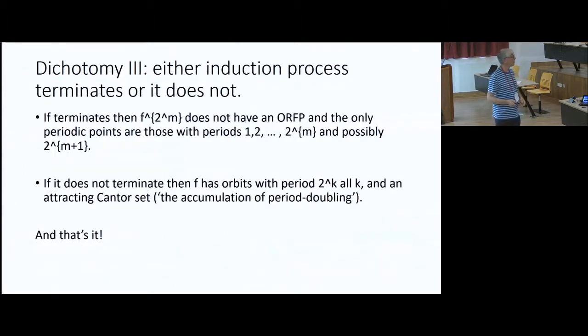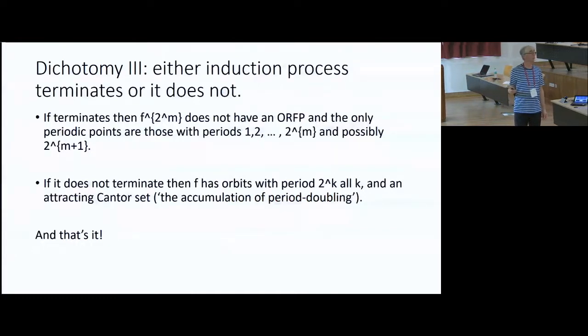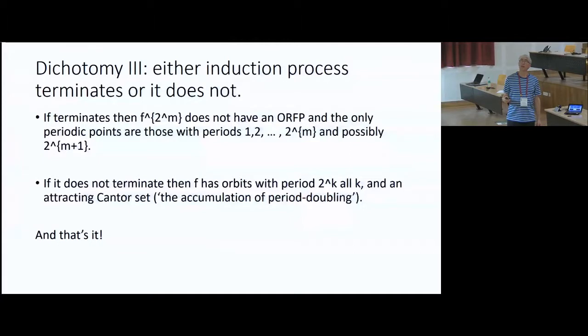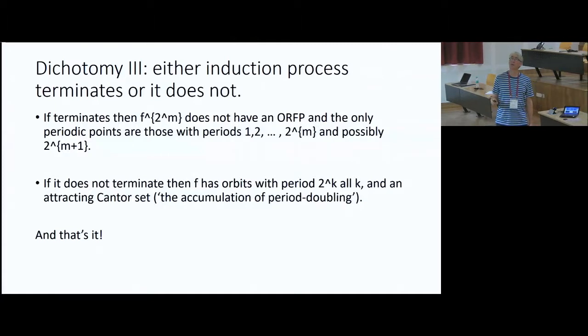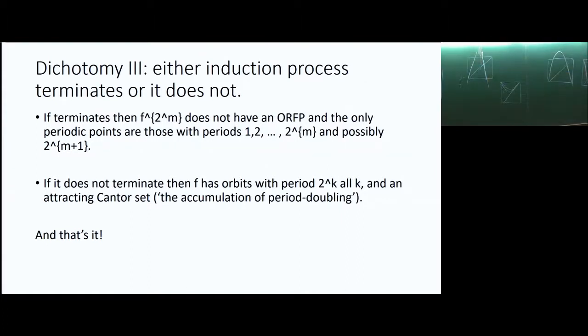So third dichotomy in this little argument, either the induction process terminates or it does not. So if it terminates, then F to the 2 to the M does not have an orientation reversing fixed point, and the only periodic points are those of periods 1 up to 2 to the M, and possibly 2 to the M plus 1. Okay, that was that extra one that we added in down here, which was not an orientation reversing fixed point, but was a point of period 2.